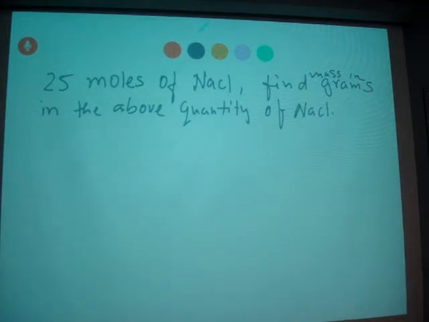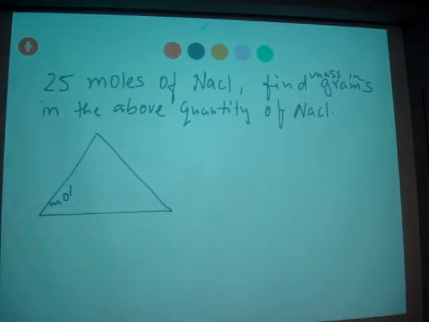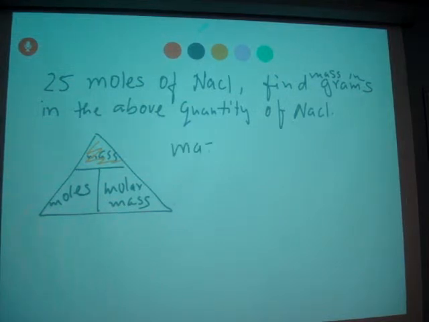Now remember that we are going to use moles, mass given, and molar mass. In this one we need to find out mass in grams. That means this one we need to find. So that means what we need to calculate, right? So mass equals moles times molar mass.